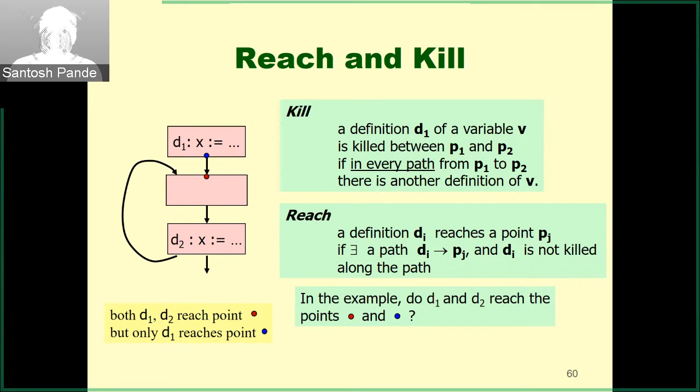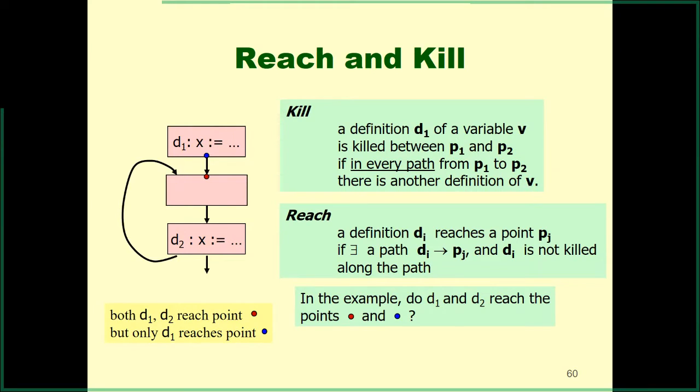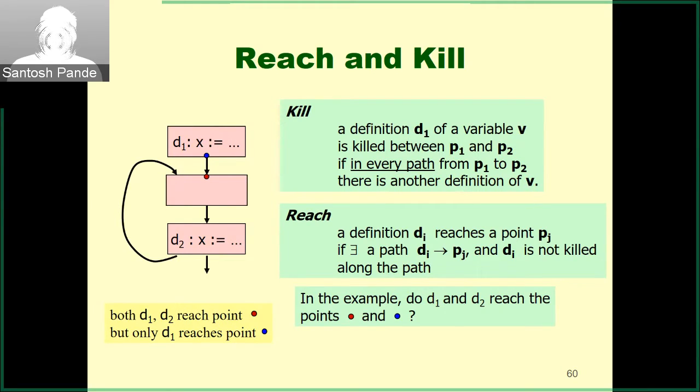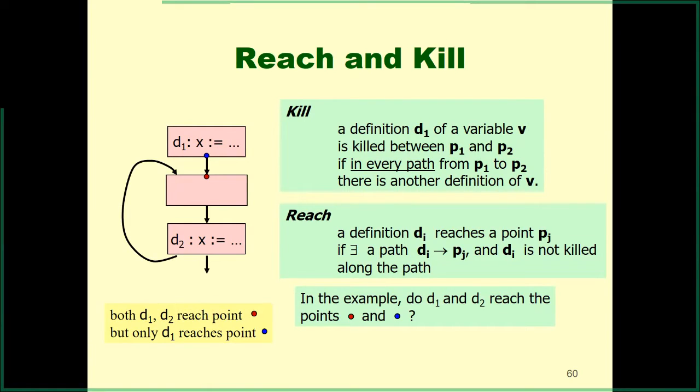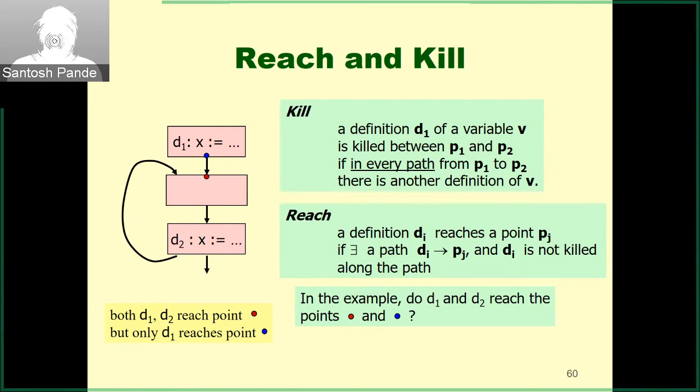So before we proceed further, are there any questions about this particular concept of reachability of a value, or a definition from one point to the other? Again, each value is distinguished based on where it originates. As you can see here, we're talking about two different values of x here. One is at the point D1, and the second is at the point D2. And they allow us to see what happens where.